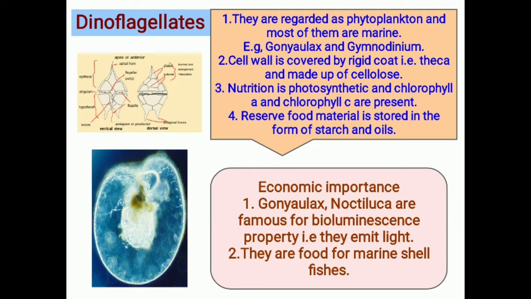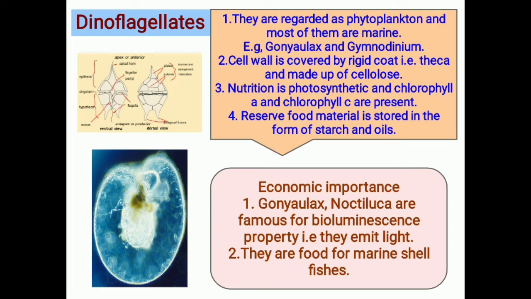Here, a very important point to be kept in mind is that their general characteristics, that is unicellular body, eukaryotic nature, the presence of all the cell organelles, will be the same in case of the other protistans as well as with these dinoflagellates. But they have some diagnostic or distinguishing features. And such distinguishing features are that the cell wall here is made up of a rigid coat.